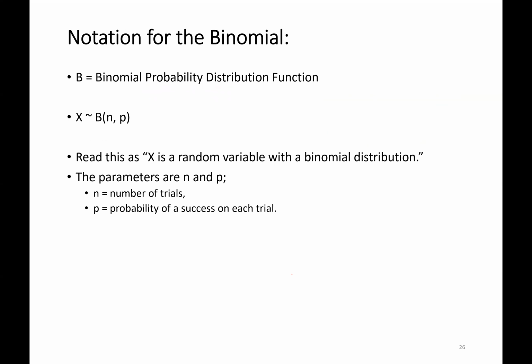So the notation for the binomial distribution is as follows. We use capital B to denote that it is a binomial probability distribution function. And the way we write this is capital X squiggly line, capital B parenthesis, N, P. And this is read: X is a random variable with a binomial distribution. The binomial distribution only has two parameters that affect the distribution. Those two parameters are the number of trials and the probability of a success.